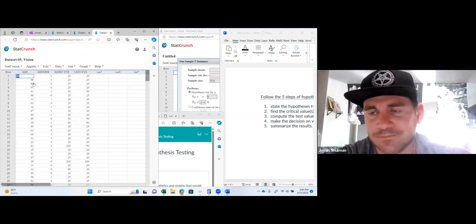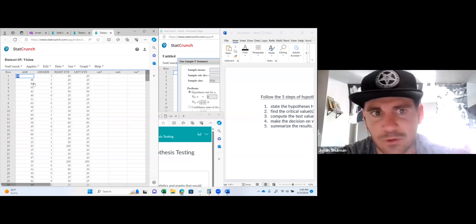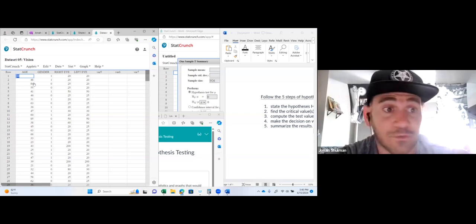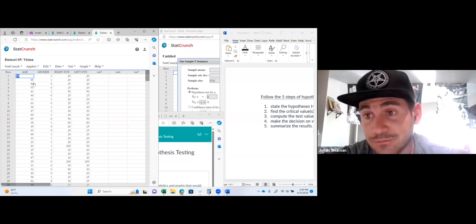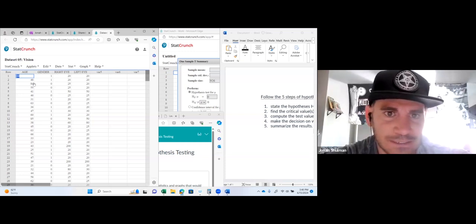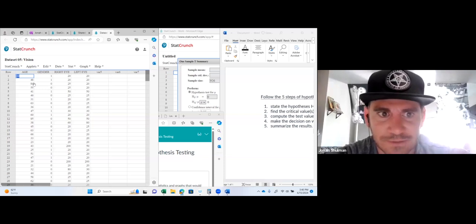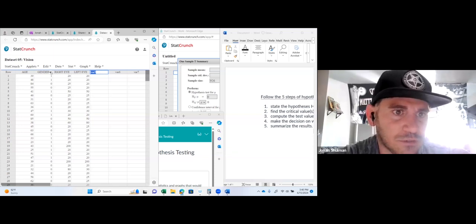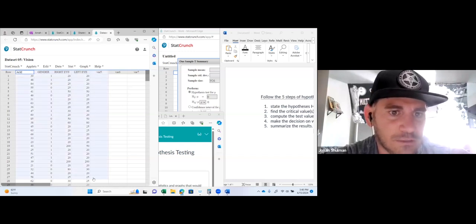We could say the older you are, the worse your vision is. We could do an ANOVA with age and gender, and we could look at both. But just so it's not too crazy, I'm going to do an average score for each person. So first thing I'm going to do, I'm going to highlight everything.